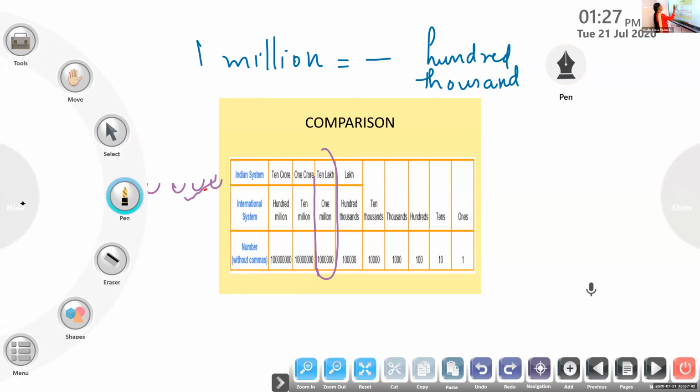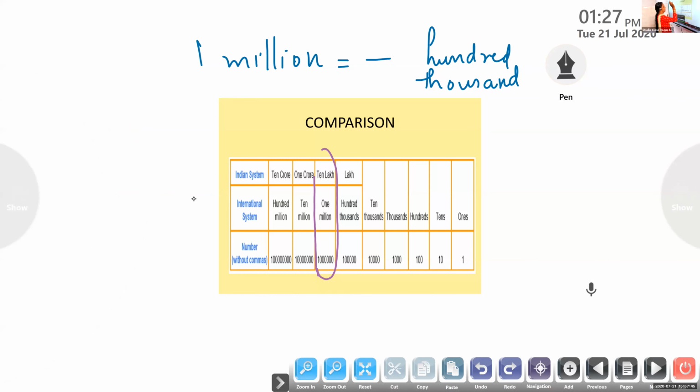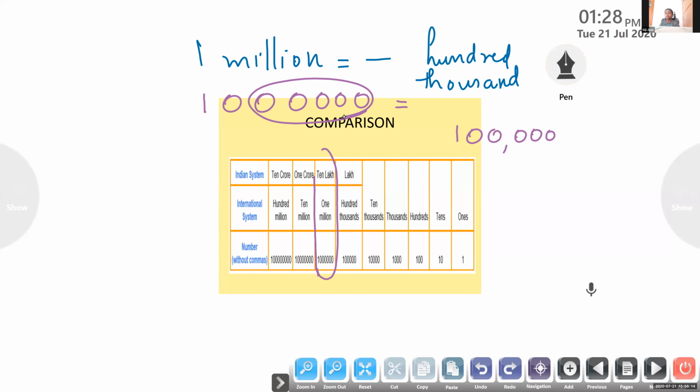Once more I'll write. Listen, children, listen. Can you see the board? Yes, ma'am. You write 1 million. This is 1 million, 6 zeros. Clear? Okay. And how will you write 100,000? Five zeros and one. If you remove 5 zeros from this, what is remaining there? 10 is remaining. Like that way you can find the answer. Okay, is it clear? Yes, ma'am.